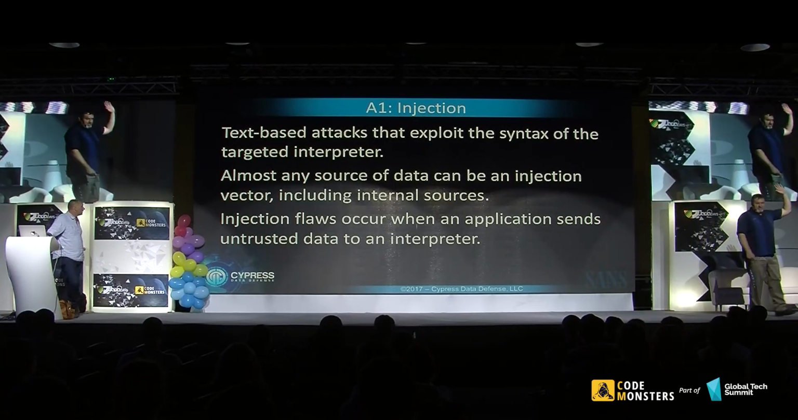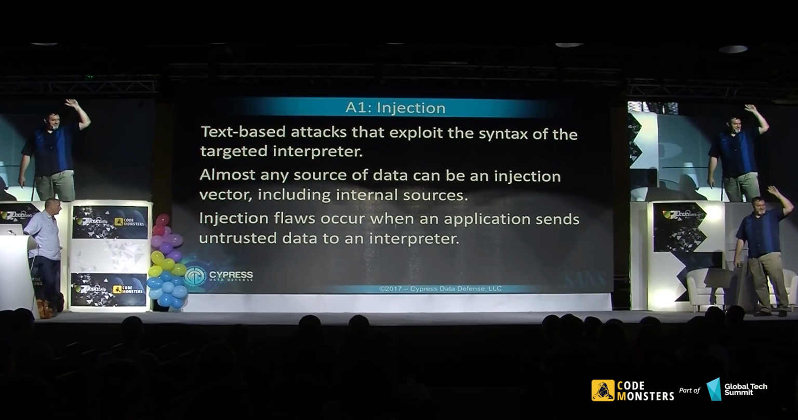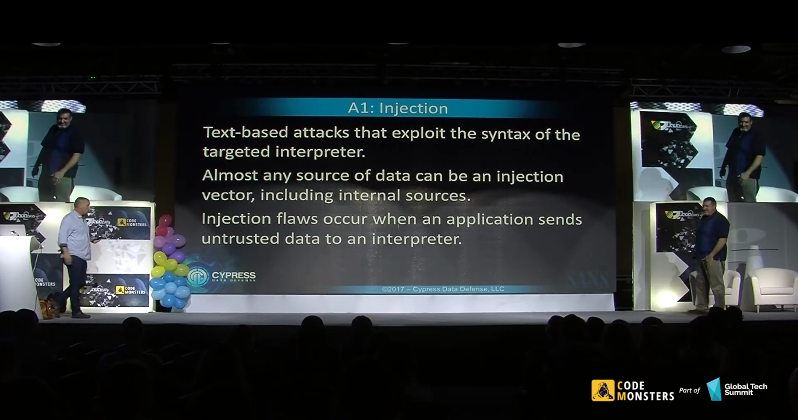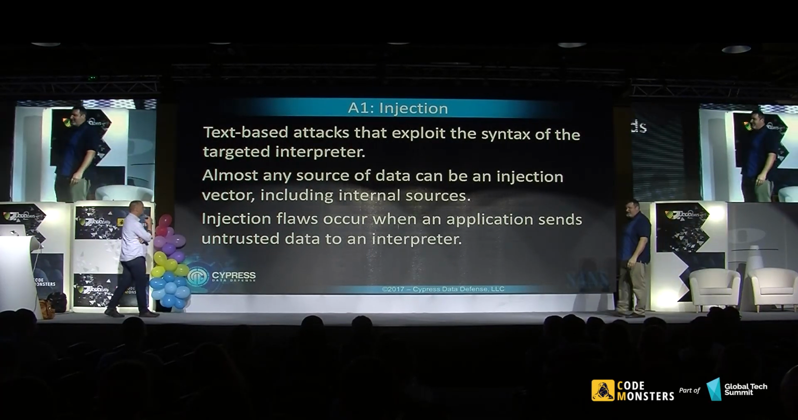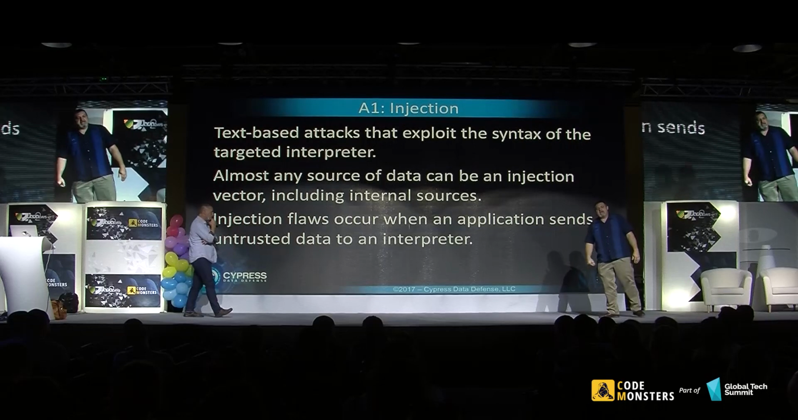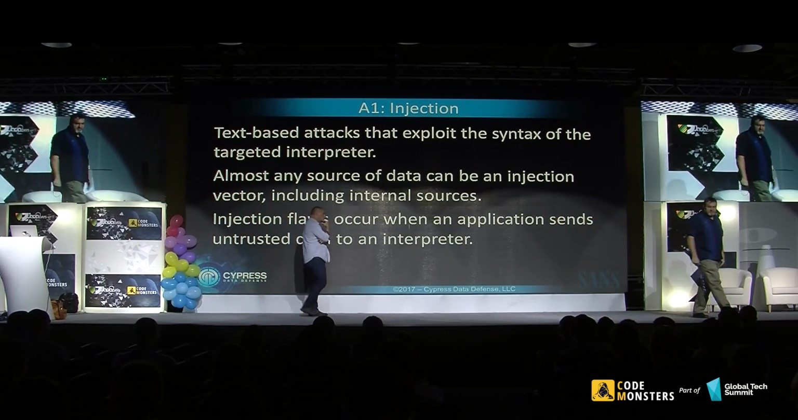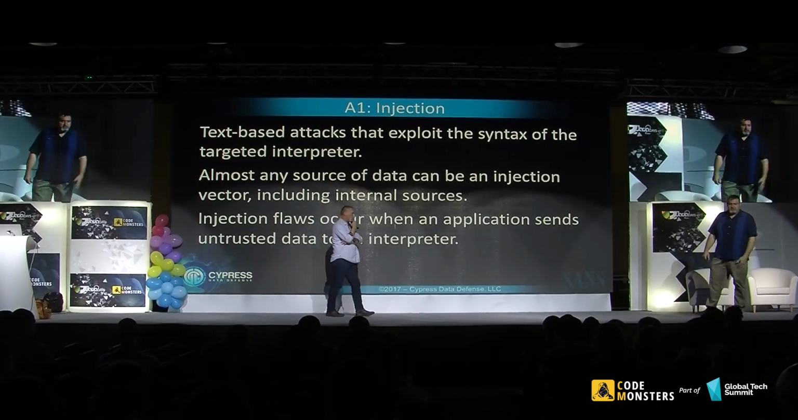A1, injection. Anybody like this? This is my favorite vulnerability of all time, right? Injection, it covers so many fun things. It's basically a text-based attack against a back-end parser of some sort. So what kind of back-end parsers do we have?